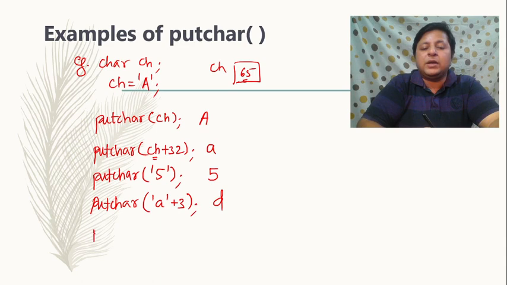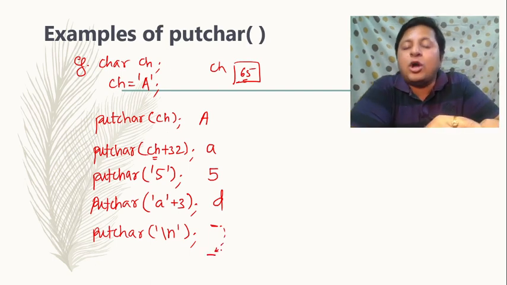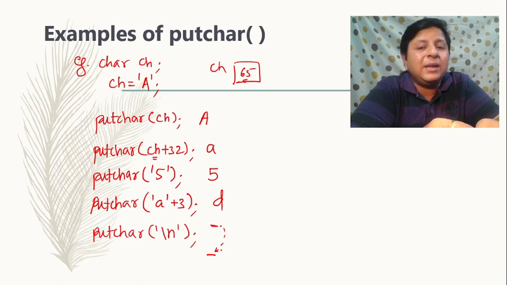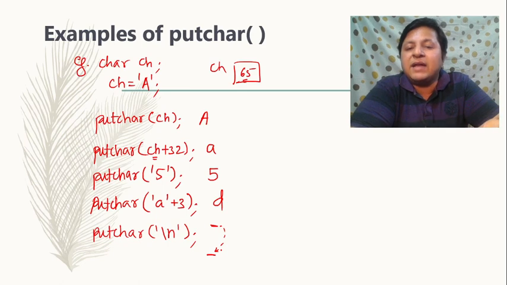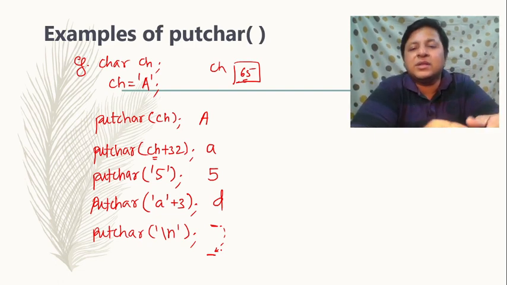Okay, if at all I try to print a non-graphical character, putchar, and if I put in brackets \n, what is \n? New line character. So what does it do? If the cursor is here, it will simply go to the next line. So they are called non-graphical characters. I cannot print them on the screen, but I'll be able to see their effect on the screen. Like I can even have \t, which will display a tab. I can even have other characters like backslash. Backslash, if I want to print, I have to put double backslash because backslash is a control character. So if I put double backslash, I'll be able to get the backslash on the screen.